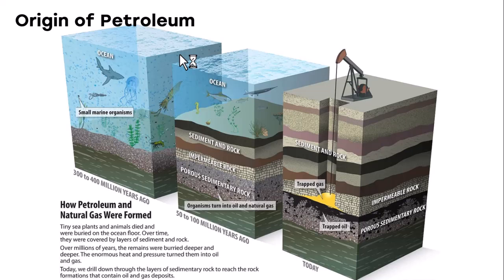For example, we can see in this image how petroleum and natural gas were formed, where tiny sea plants and animals died and were buried on the ocean floor. Over time, they were covered by layers of sediment and rocks. Over millions of years, the remains were buried deeper and deeper. With the effect of heat and pressure, they turned into oil and gas. Today, we drill down through the layers of sedimentary rock to reach the rock formation that contains oil and gas deposits.